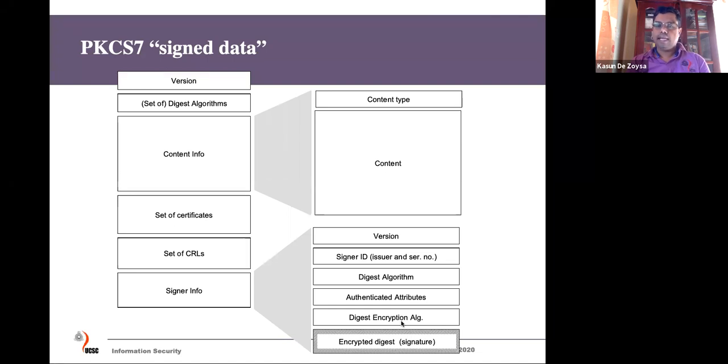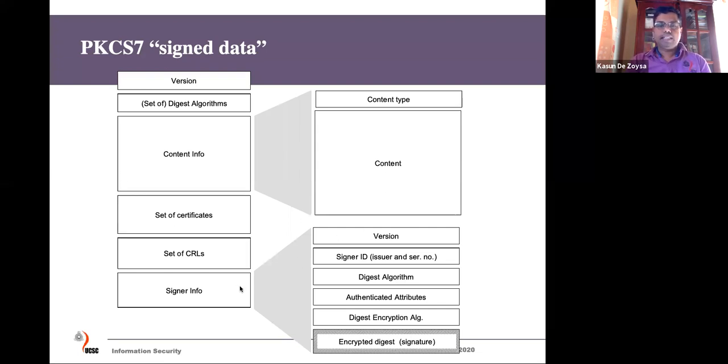In the signing process, what we do is create the hash and encrypt this hash using our private key. So this digest encryption algorithm field names the public key algorithm. For example, the digest algorithm may be SHA-1 or MD5 or whatever. The digest encryption algorithm may be RSA or elliptic curve, ECC, and such names. And finally, this encrypted hash is considered as the signature. All together, that is put into the signer information field.